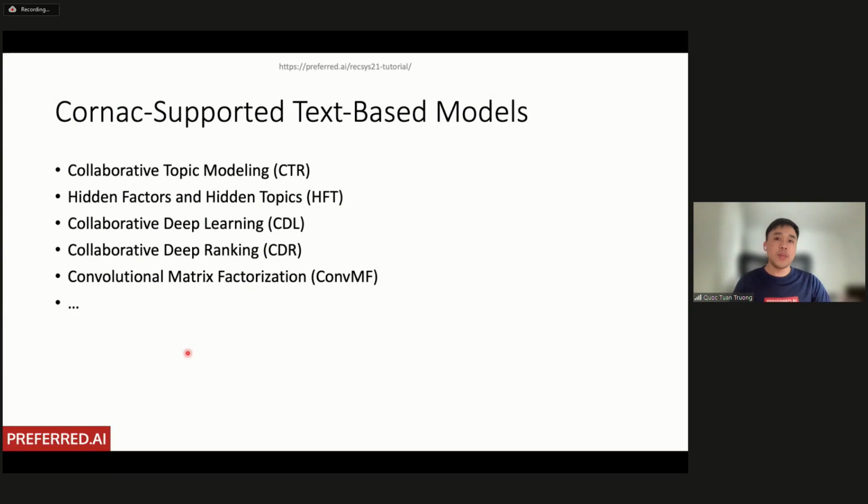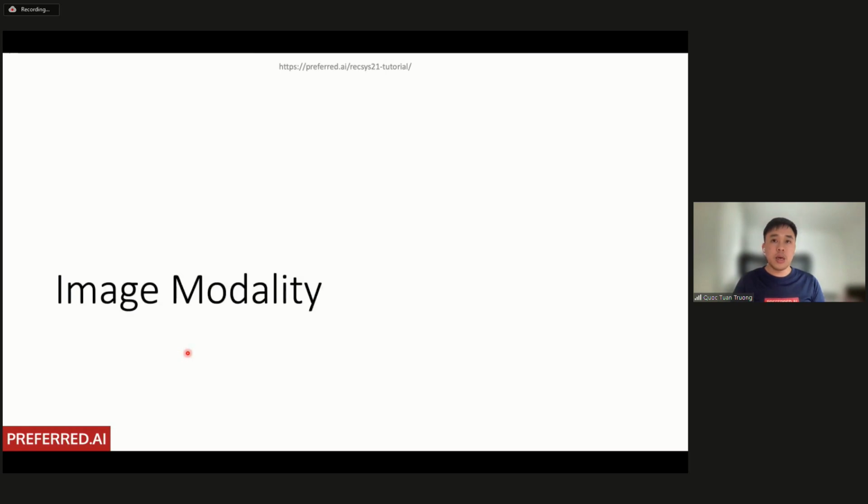Okay, so those are the few text-based models that we introduced, and most of them are supported in Cornac, and later on we can experiment with that in our notebook tutorials. So I think we went through the text modality, and now we can start talking about the second modality, which is the image one.